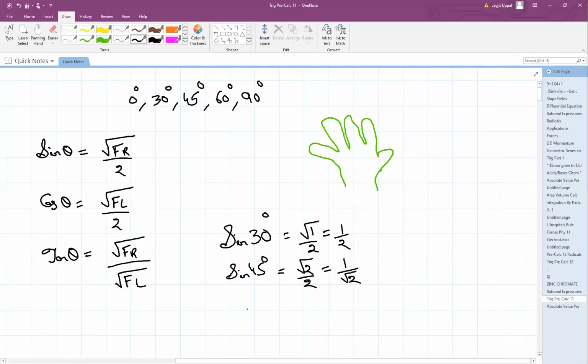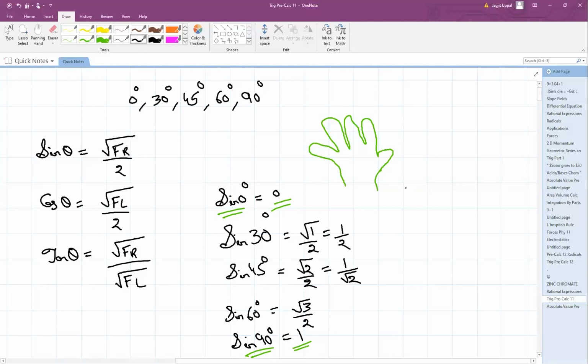Excellent. That can be rewritten as 1 over square root 2. What about sine 60? Square root 3 over 2. Good. What about sine 0? That's just going to be 0. And sine 90? That's 1. I want you to remember this off the top of your head.